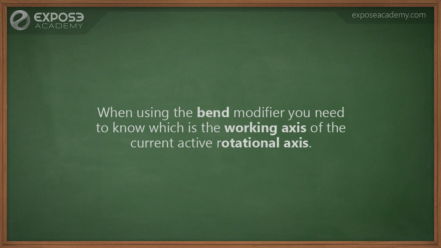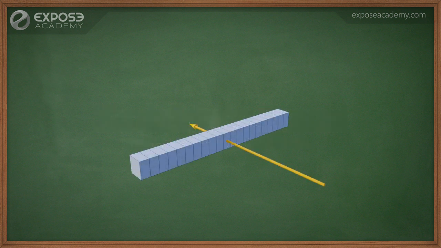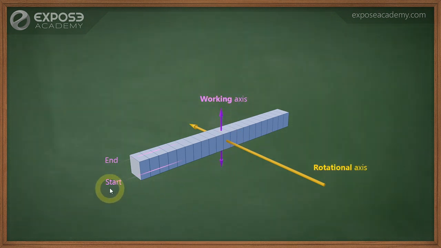If you do something like this, you add a lot of loop cuts but aligned to the wrong axis, Blender will still assume the working axis is this way, so it still assumes that the start and the end direction like this. You won't get any bending effect due to the lack of edges in the working axis, which is supposed to be this way.